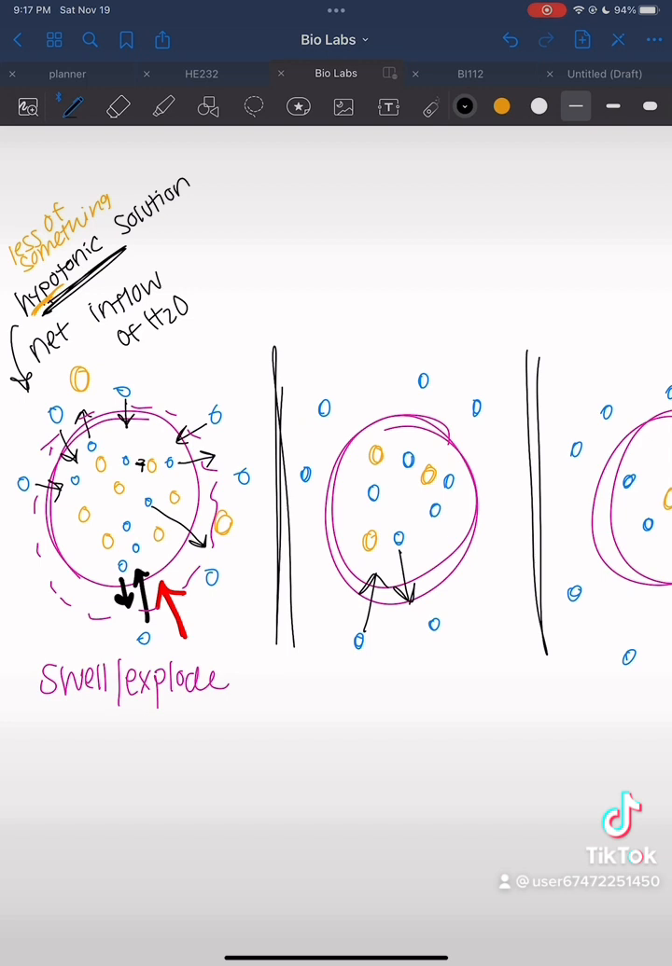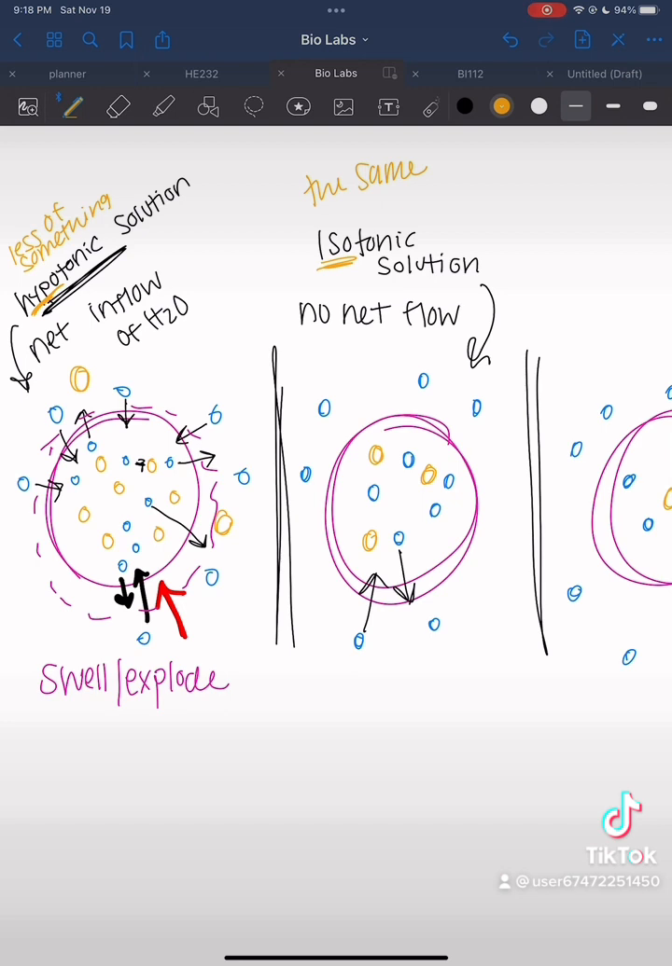Okay, now for this next scenario, there's no net outflow or inflow because the water molecules are going in and out equally. The probability of a water molecule in a given period of time going from the outside to the inside or from the inside to the outside is going to be the same. So you're not going to have any net inflow or outflow. The water molecules are always going back and forth, but there's not going to be any change. So the cell stays the same. That's what iso means, the same.